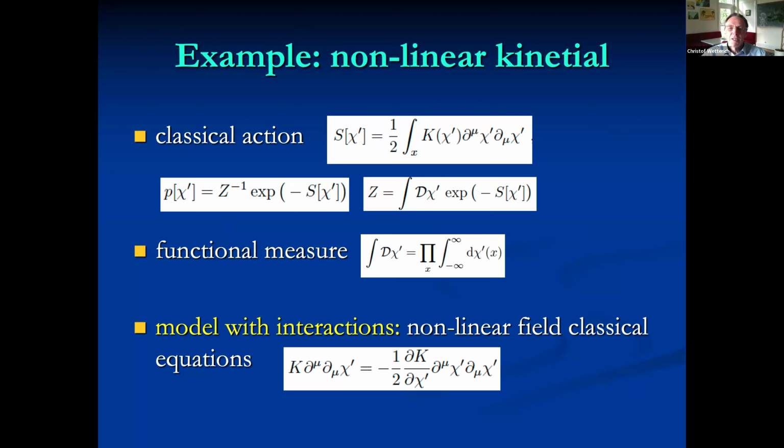I make you a simple example, a scalar field theory with a single scalar field, and with a classical action that has a kinetic term where the wave function renormalization k of chi, or I often call it the kinetical in analogy to the potential, is a function of the scalar field. That's all. So that's the action, the classical action.